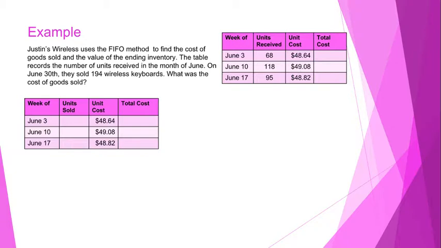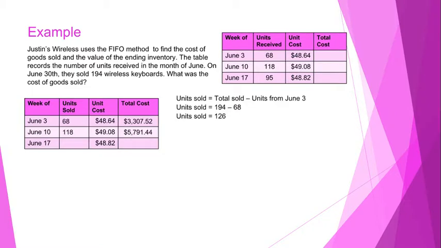Now we need to figure out how many more we can sell in this month. We sold a total of 194, so we take the 194 and subtract out the 68 that we sold, so we can still sell 126 more. If we look at how many units we received on June 10th, we received 118. That's less than the 126, so we can sell all of our units on June 10th. So we sold 118 times the unit cost of 49.08, and we get a total cost of $5,791.44. Now we need to find out how many more we can sell since we sold 68 and we sold 118.